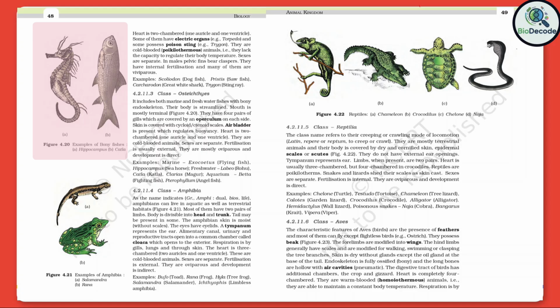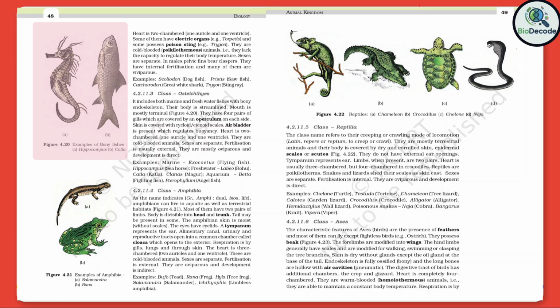The Hippocampus seahorse possesses an upright posture and curved tail for clinging to vegetation. Interestingly, in this species, males carry the fertilized eggs in a brood pouch until hatching, a rare reproductive adaptation.